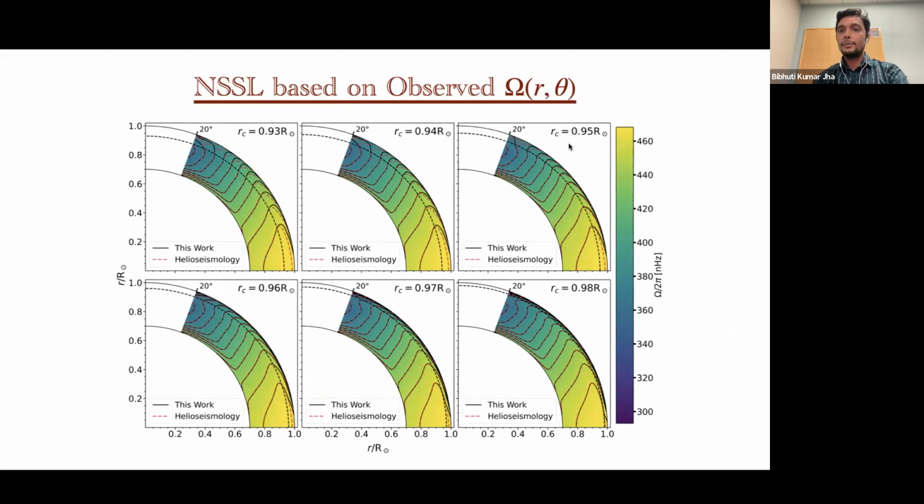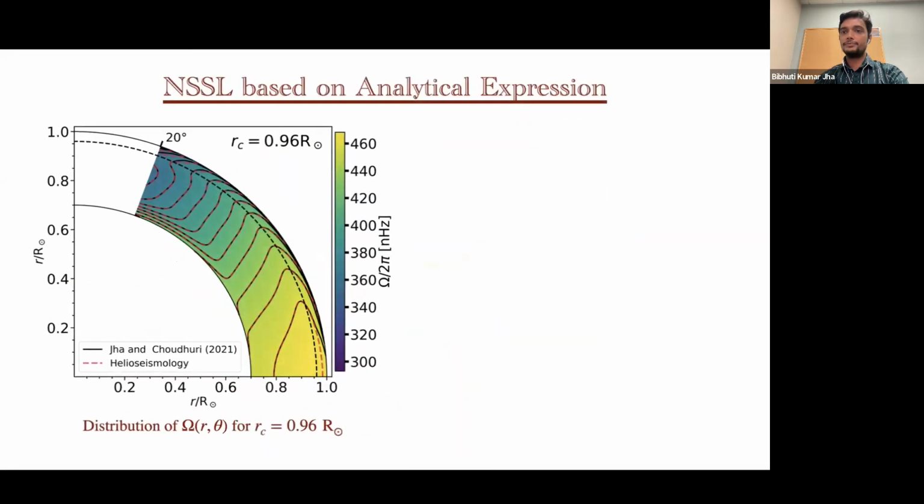You can see for RC equal to 0.95 solar radii, 0.96 and 0.97, they are in good agreement with the observation. But for 0.98, there is a very thin region, so it's very difficult to say, and we are expecting the NSSL near these regions. So these are the possible candidates for RC. But based on visual estimation, it looks like 0.96 is the best answer for RC, the one in best matching with the observed omega.